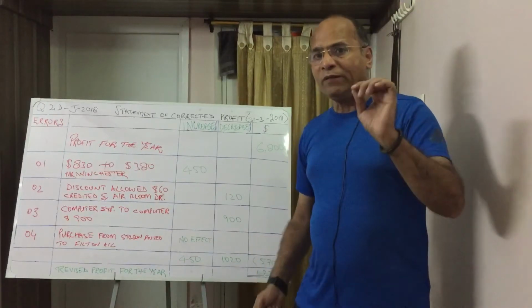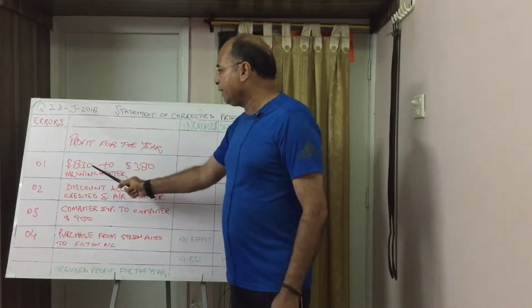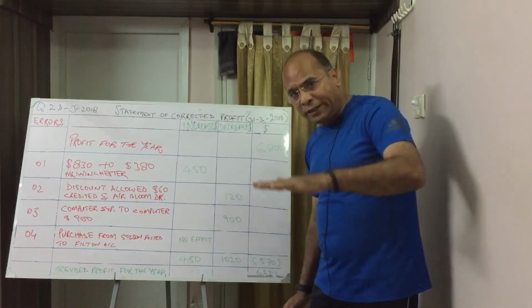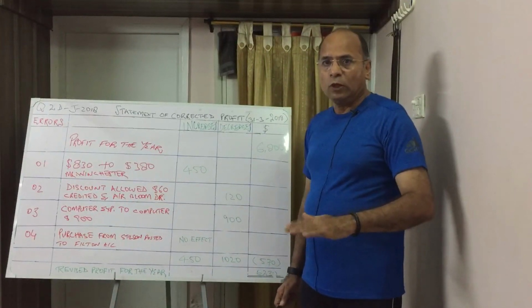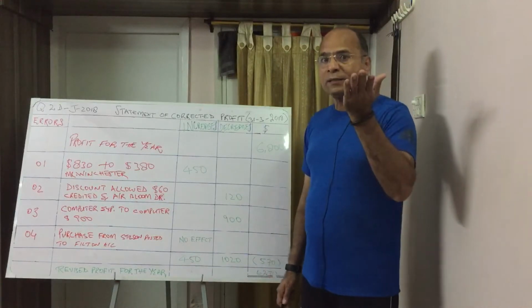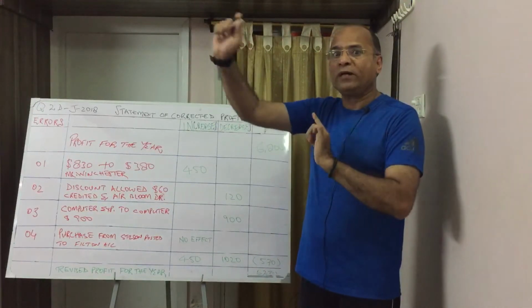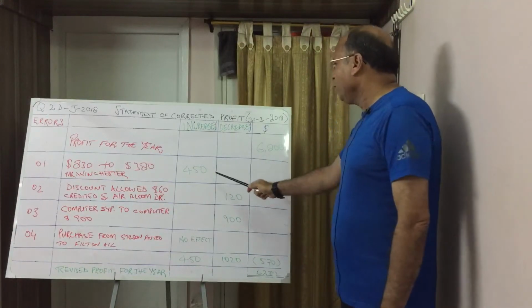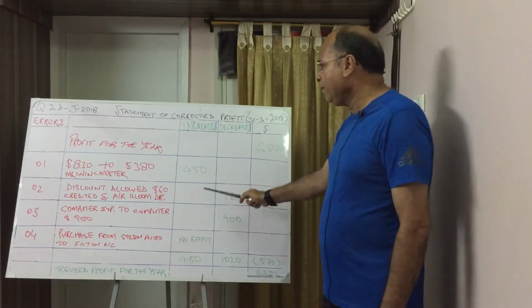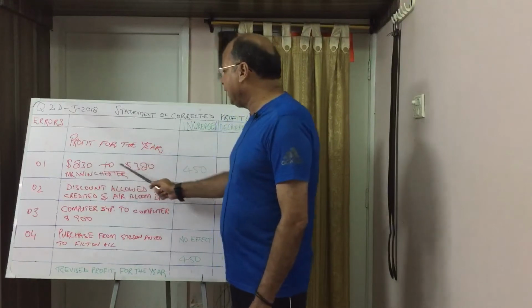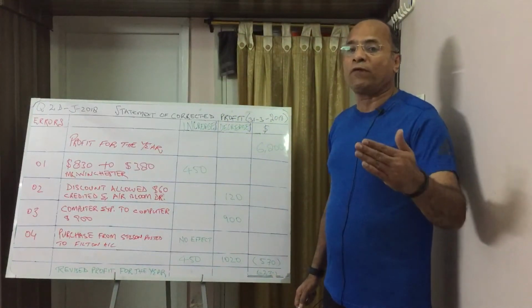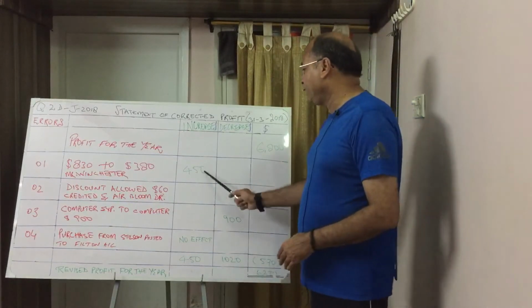So basically what did we do? We were supposed to record 830, we recorded 380. It means we have understated our sales. So when we increase the sales, the ripple effect on our profit is that the profit will increase by 450. Why 450? The difference between 830 and 380 is 450. It means we are supposed to increase the profit by 450.